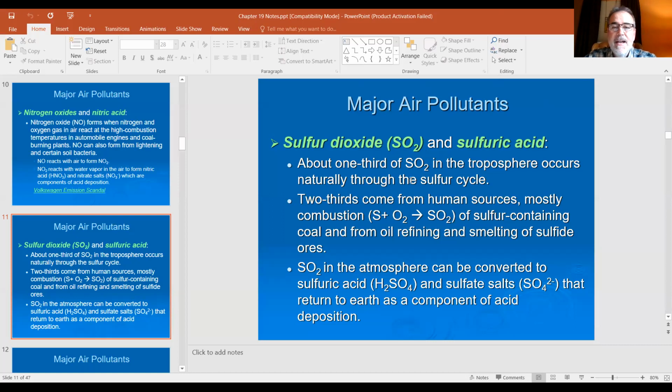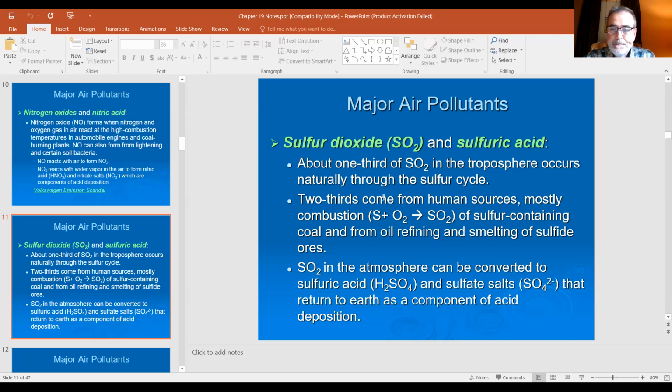So here we go. About 1/3 of the sulfur dioxide in the troposphere, that lower layer of the atmosphere that we live in, occurs naturally through the sulfur cycle. But 2/3 come from human sources, also known as the big word you might see on the AP exam, anthropogenic sources. Anthropogenic simply means human. So 2/3 come from human sources, burning coal and other things.